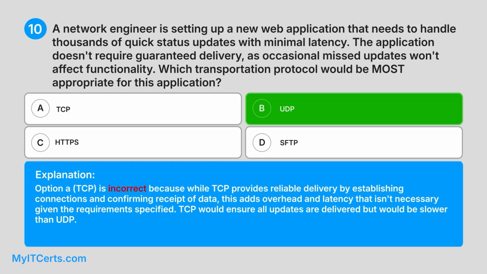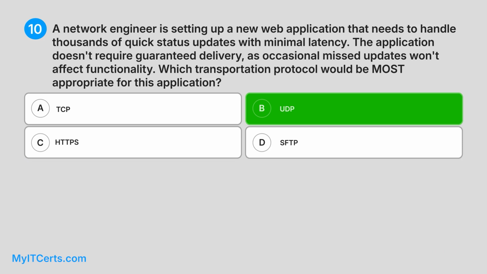Option A, TCP, is incorrect because while TCP provides reliable delivery by establishing connections and confirming receipt of data, this adds overhead and latency that isn't necessary given the requirements specified. TCP would ensure all updates are delivered, but would be slower than UDP.